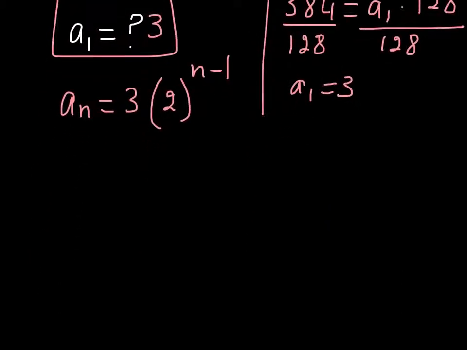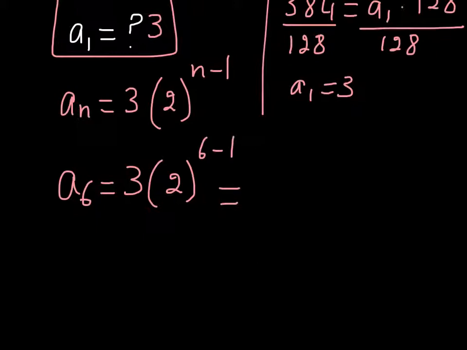Next, what they're asking you, now that you have the rule, can you go ahead and figure out what would be the 6th term in that sequence? To find the 6th term, we're going to do 3 times 2 raised to the 6 minus 1. Use your calculator, make sure you know what you're doing, and this will give us negative 40,366.80.